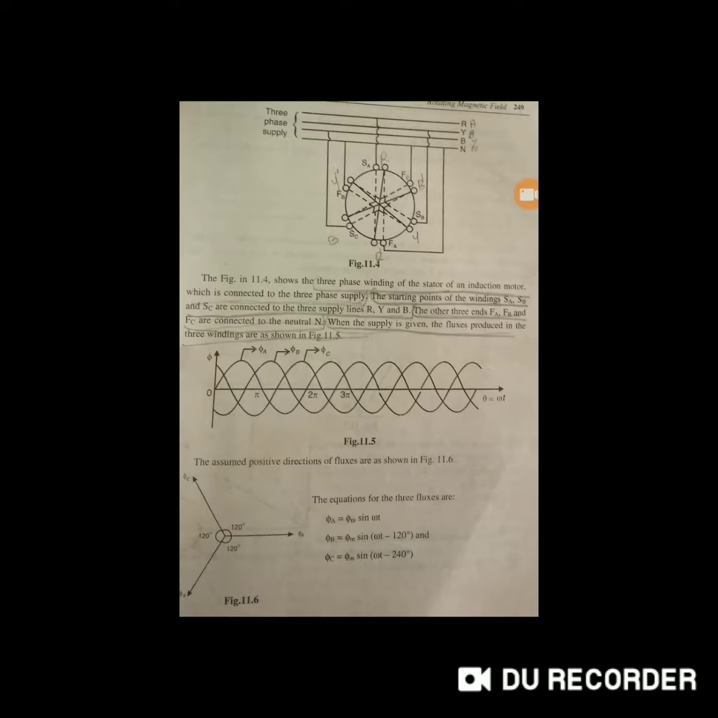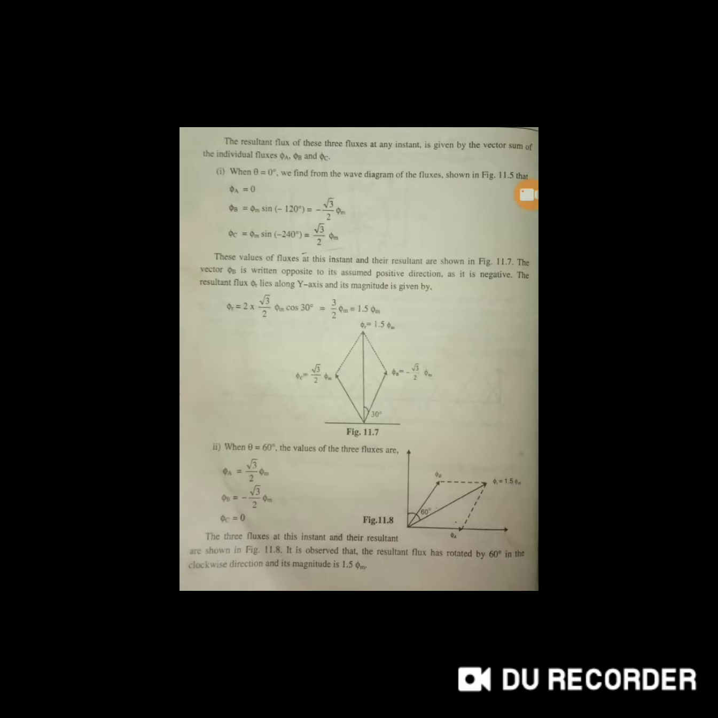So sine of minus 120 should be minus root 3 by 2. When you put sine of plus 120, that will be plus root 3 by 2 into phi m. So when omega t is equal to 0, you get these three values: phi A is equal to 0, phi B is equal to minus root 3 by 2 into phi m, and phi C is equal to root 3 by 2 into phi m.